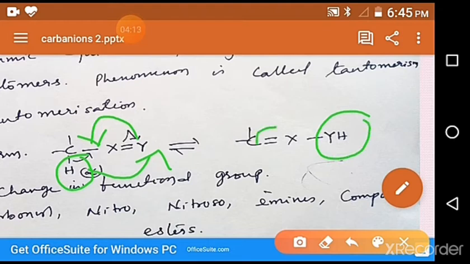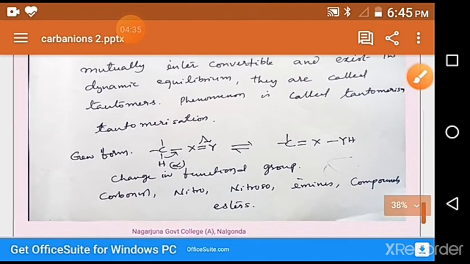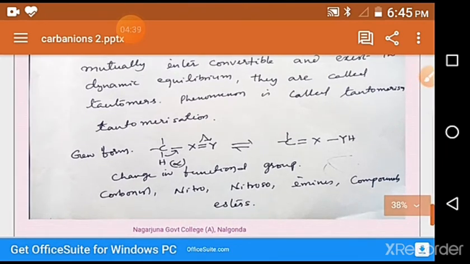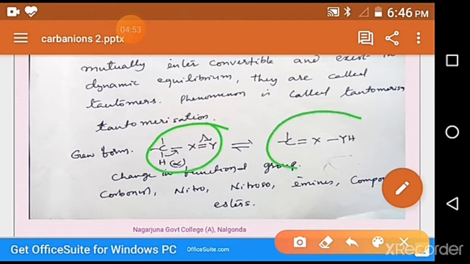This bond is shifted to C double bond X. So the double bond and H are shifting mutually opposite to each other in this tautomerization. H is shifting towards Y and the double bond is shifting from here to here. That's why in this case the double bond and proton are mutually changing their positions in opposite directions. These two are called tautomers.